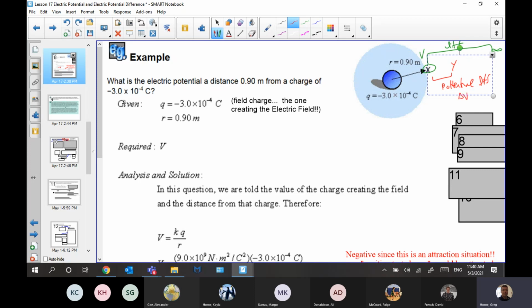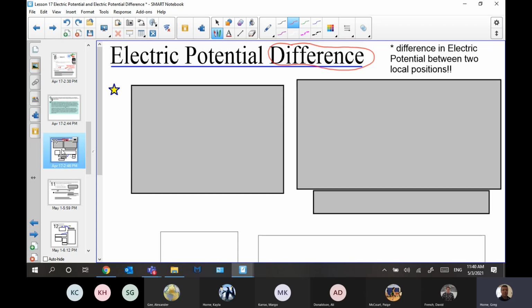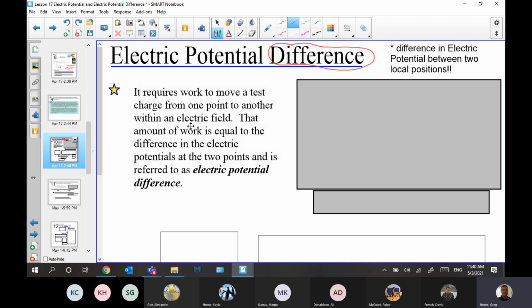Do you follow me? Hope so. So when we talk about potential here, technically it is potential difference, but it's just the difference from that spot in comparison to infinity. Now we're going to be talking about two local spots, X and Y, for example, in that question. So what do we have here? It requires work to move a test charge. Work is required to move a test charge, or any charge, from one spot to another in an electric field, so point X to point Y. That work is equal to the electric potential difference, as long as you're saying per charge.